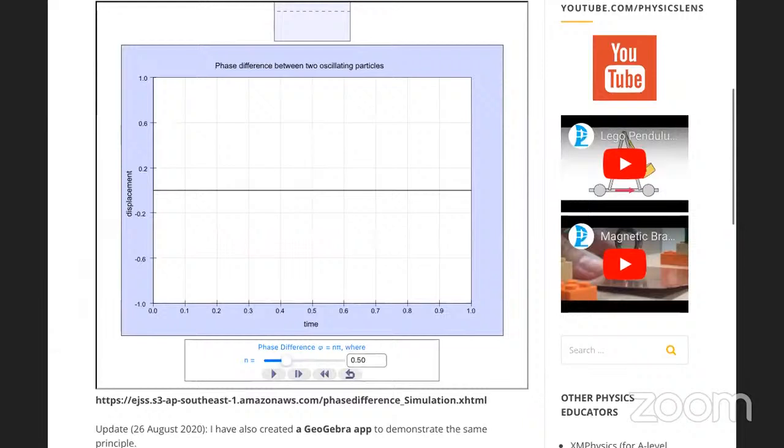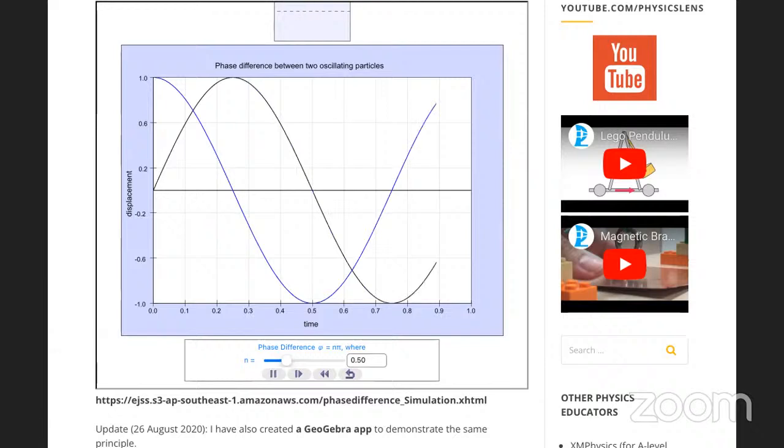All right, what do you graph? Phase difference of 0.5 pi or half pi. That's what the graph will look like. All right, again, blue leads black. That's a phase difference of a half pi. Screenshot that.